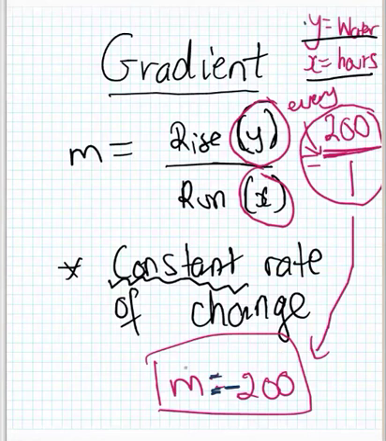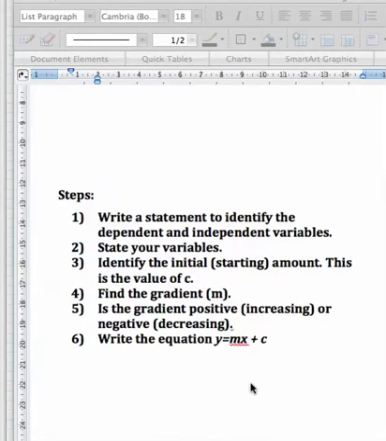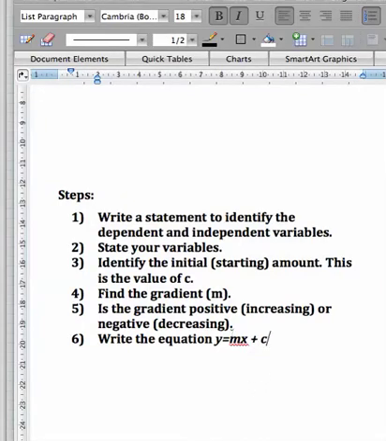Our gradient is negative because we're losing water. The tank is emptying. For every 1 hour, it loses 200 liters of water. And now we have everything we need for our equation. So now step 6, write the equation y equals mx plus c.